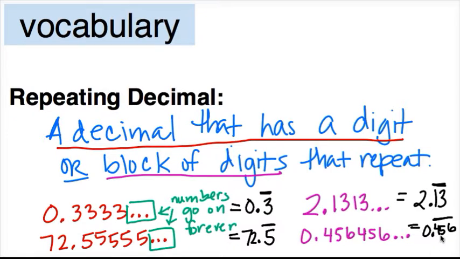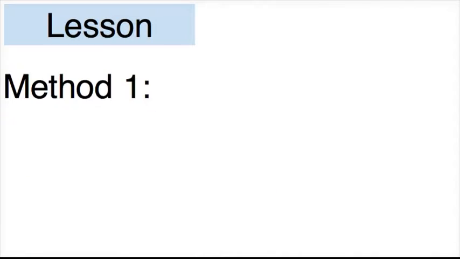So again, the bar goes over the entire block. Once in a while, you'll have a decimal where things don't repeat for a few, and that's where that bar comes in handy.